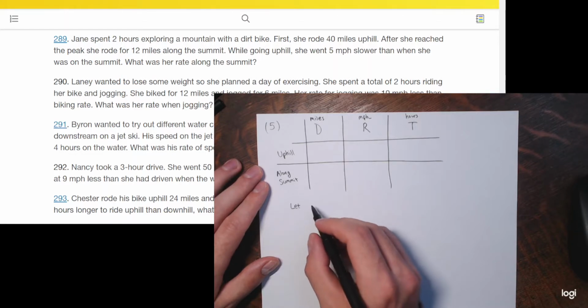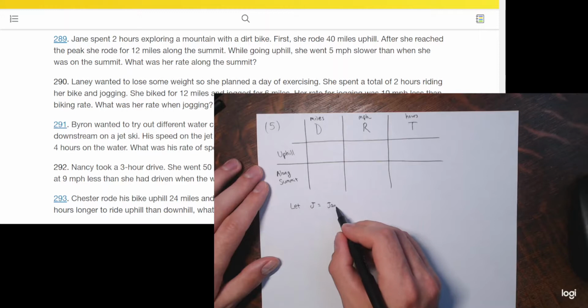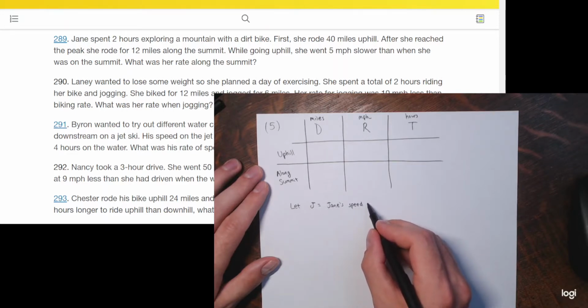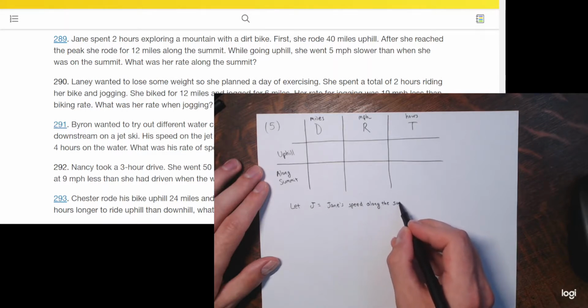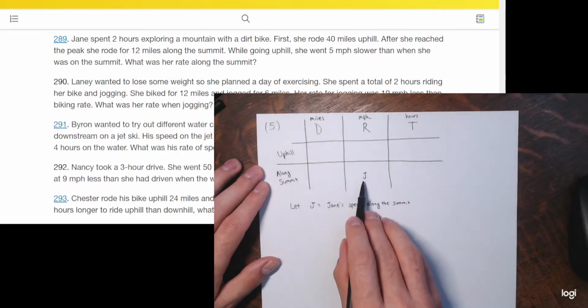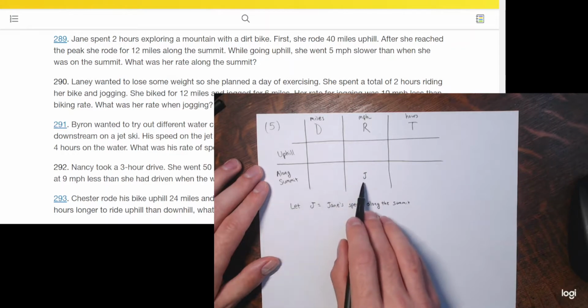And her name's Jane, so I'm going to say J for Jane. Let J be Jane's speed, Jane's rate along the summit. All right. So that's here. I'm just going to put J right there right now. Her rate of travel along the summit I'm calling J.